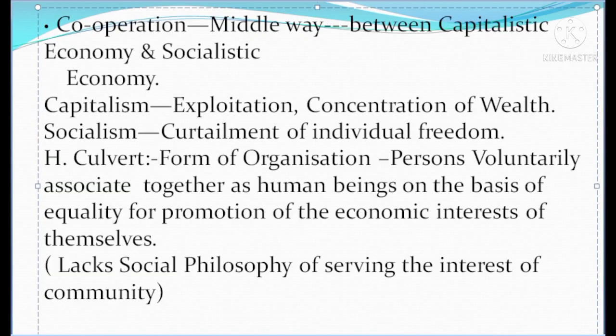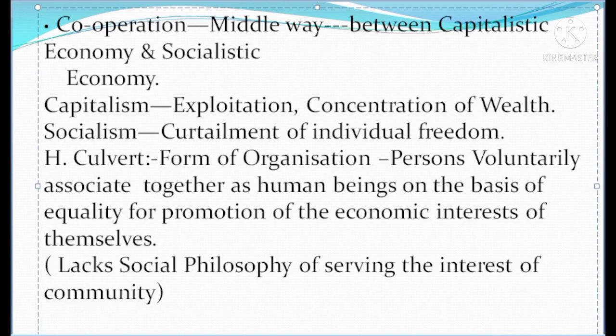Cooperation is a middle way between the capitalist economy and the socialist economy. We know that in a capitalist economy, the means of production and distribution are owned by private owners, while in a socialistic economy, the means of production and distribution are owned by the community at large. So there are drawbacks of capitalism as well as socialism. In capitalism, the working class gets exploited. There is a concentration of wealth among a few people, as in the case of India, where we see an exploitation of the working class. The maximum wealth of India is getting concentrated among a few persons.